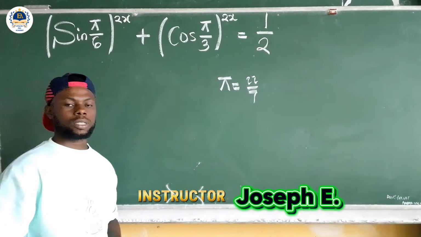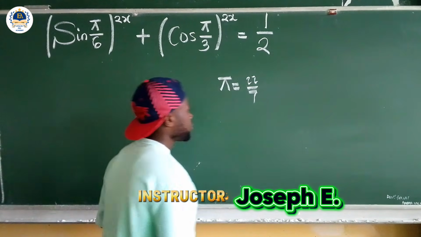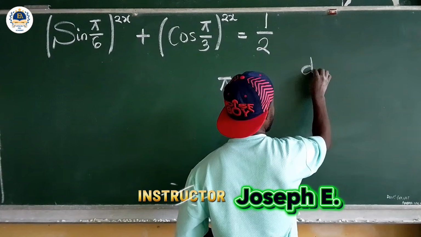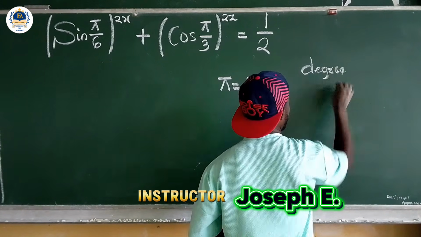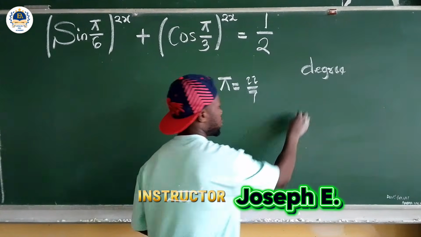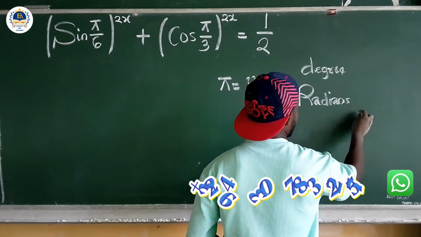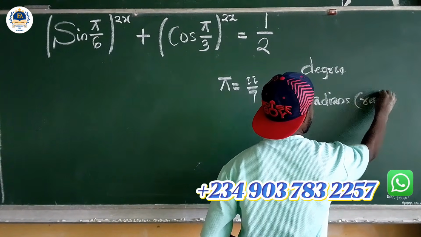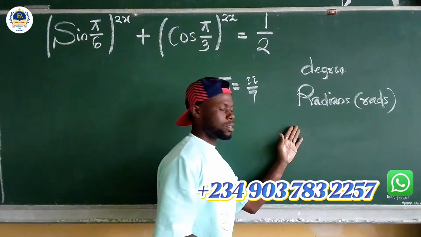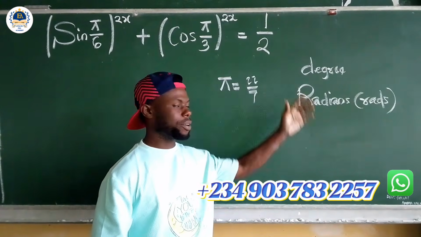Now, an angle can be measured in two different ways. The first is in degrees, while the second is in radians, or rads.